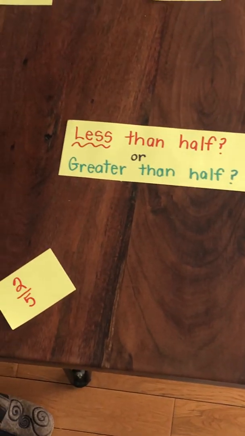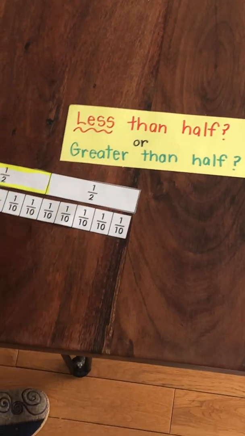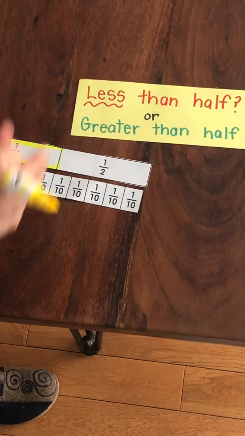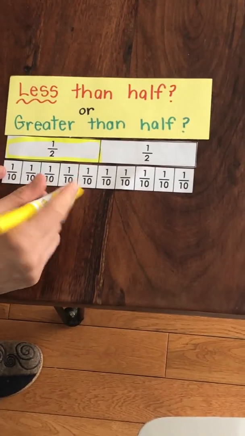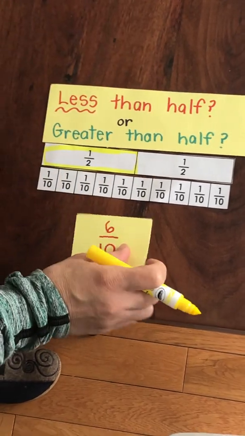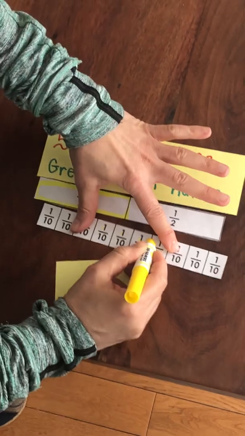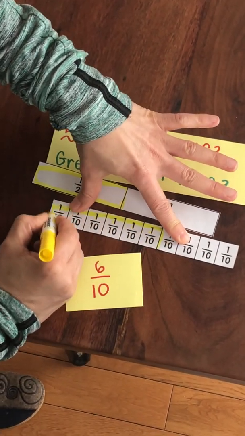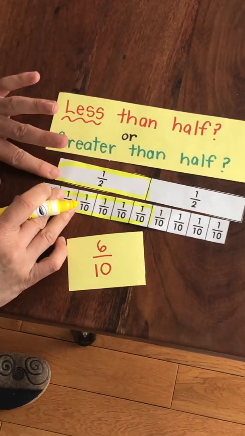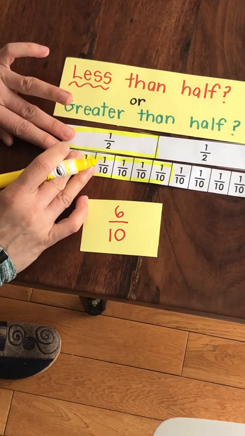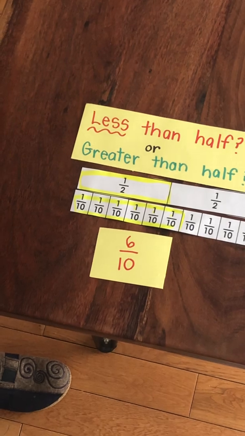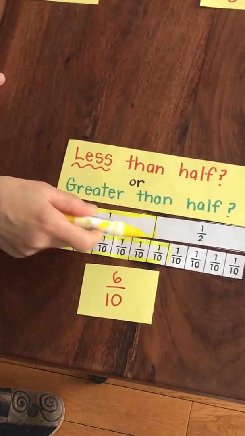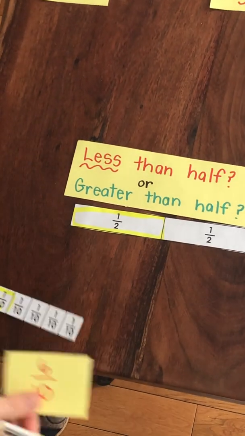Then we have 6/10. I need to lay that half strip again. Okay, all right. So this is 6/10. So 1, 2, 3, 4, 5, 6, right there. That's 6/10, and I'll line them up perfectly. Is 6/10 greater or less than half? You can see it's greater, okay?